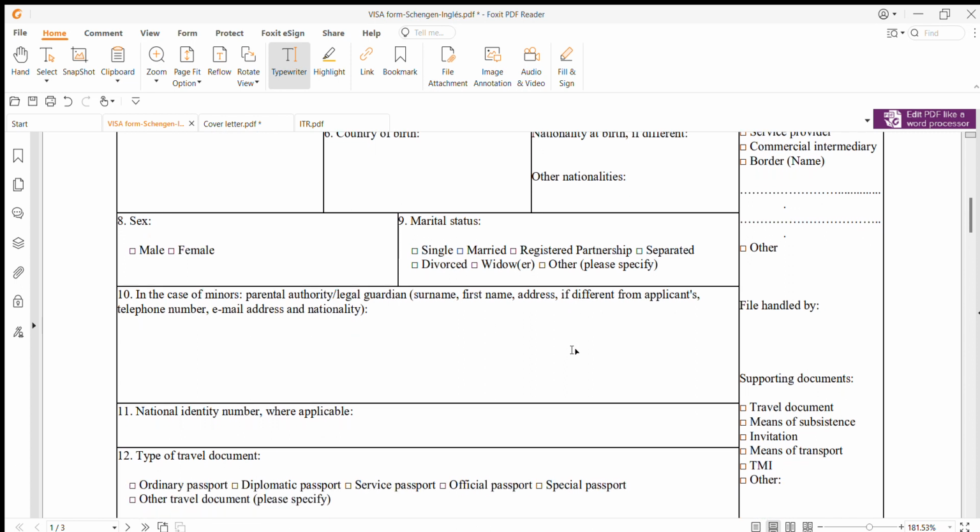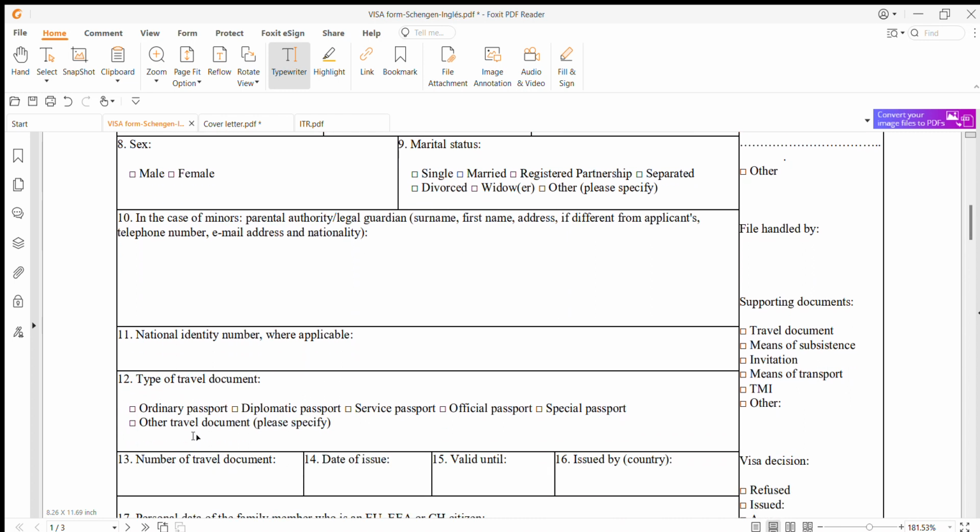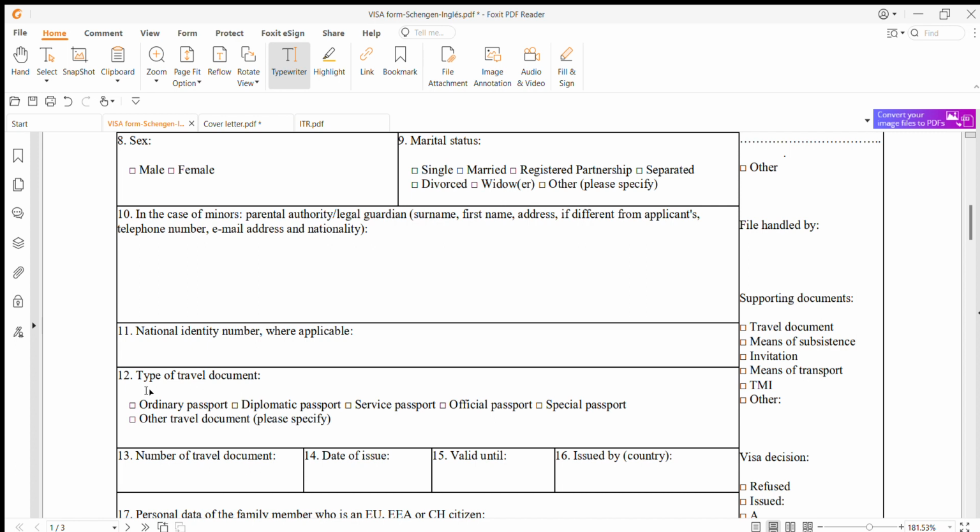Okay, next, 12th. So I left 10 alone. Just if someone is going with you, you can fill it, or else you can leave it. None with me, so I left 11 also. There is no national identity number, right? Type of travel document, ordinary passport I had, no diplomatic or something like that.